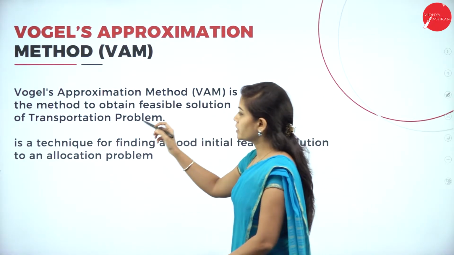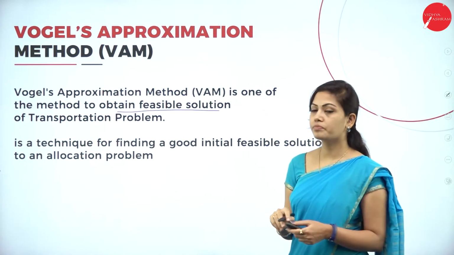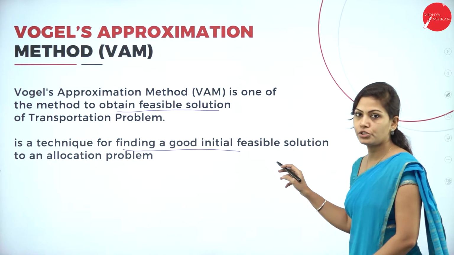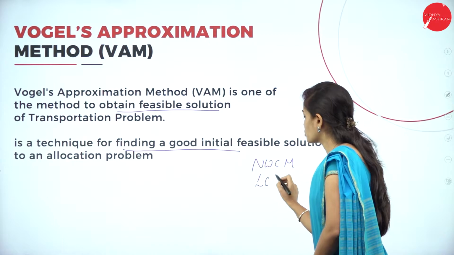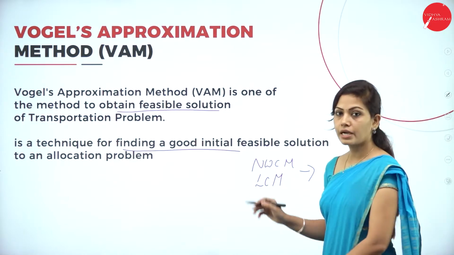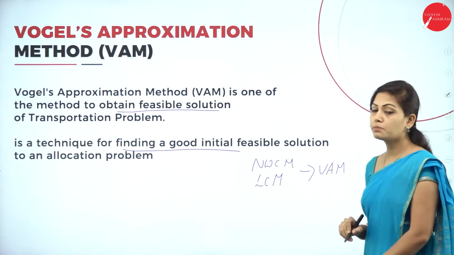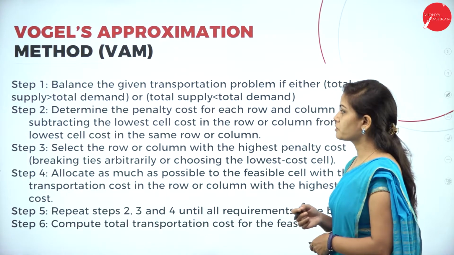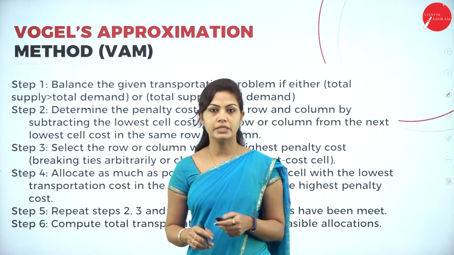It is one of the methods to obtain a feasible solution of a transportation problem, and a technique for finding a good initial feasible solution. Compared to the northwest corner method and least cost method, Vogel's approximation method is the best method of these. So VAM is the best method for finding the initial basic feasible solution. What are the steps we have to use for finding the initial basic feasible solution in VAM method?